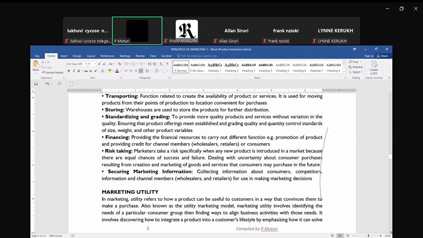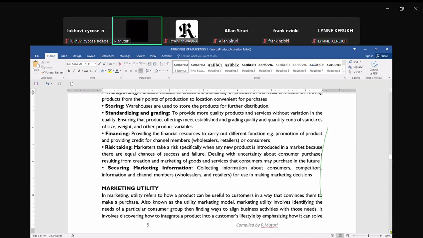Standardization and grading, quality issues, quality assurance. To provide more quality products and services, it is important to have grading and standardization processes. In Kenya, and not just in Kenya but globally, there are quality standardization bodies. In Kenya, we have the Kenya Bureau of Standards, KEBS. No product is allowed even to be marketed or traded here without being KEBS approved, that it meets quality standards for that product.